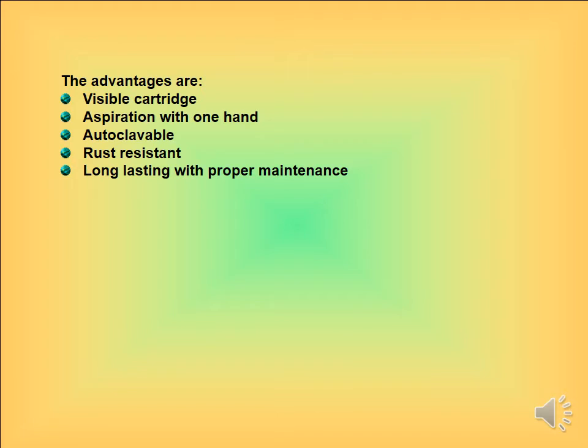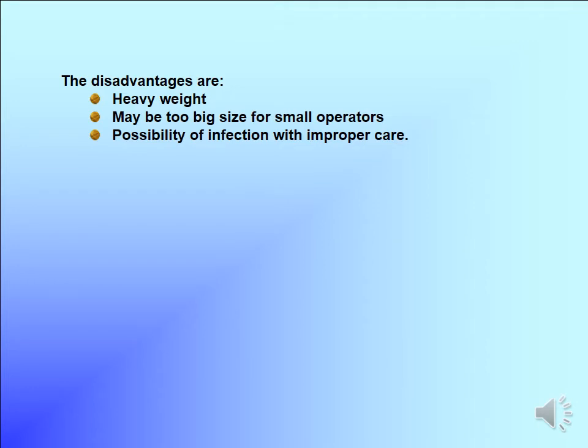The advantages of the aspirating type are visible cartridge, aspiration with one hand, autoclavable, rust resistant, long lasting with proper maintenance. These are the main advantages of the aspirating dental syringe. The disadvantages are heavy weight.